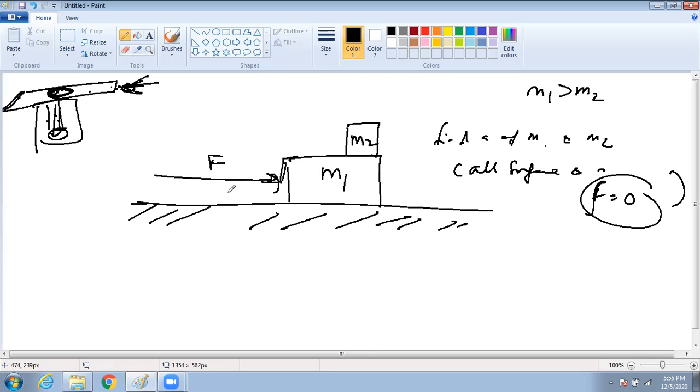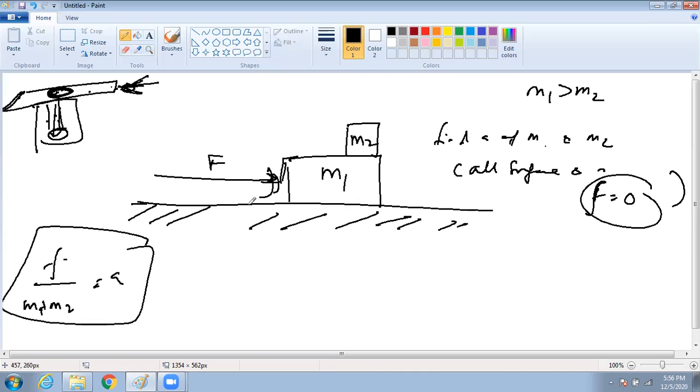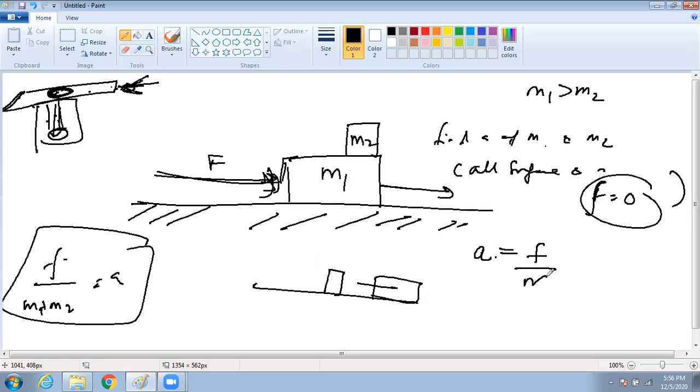So if this type of problem comes in your exam, here you are not supposed to do F by M1 plus M2 is equal to A. No, you cannot do that. Why? Because you are giving an instantaneous force so that this M1 will go and M2 will fall behind. If this goes, M2 will fall and M1 will be here. So in this type of problem, your acceleration will be F by M1.